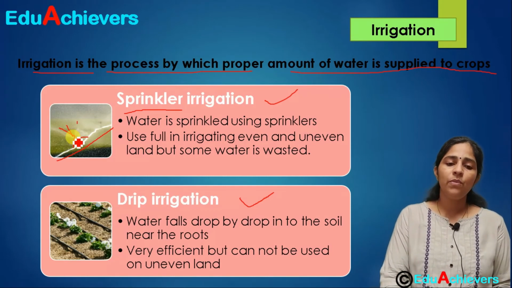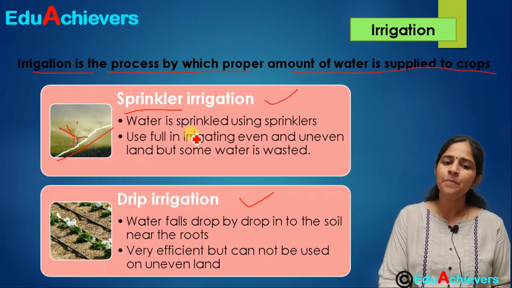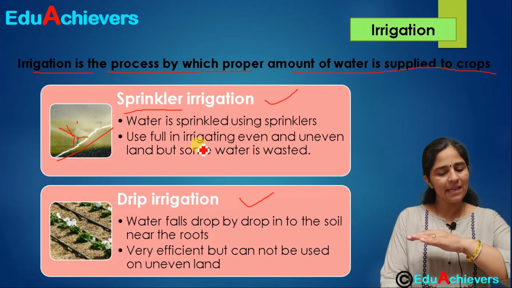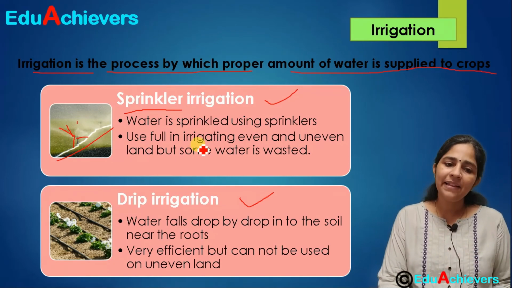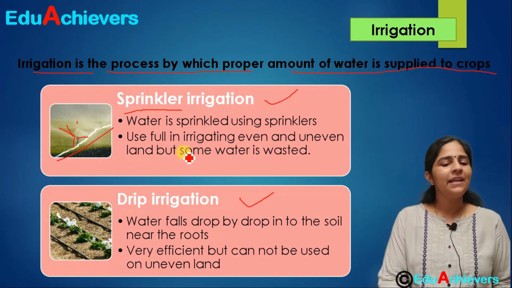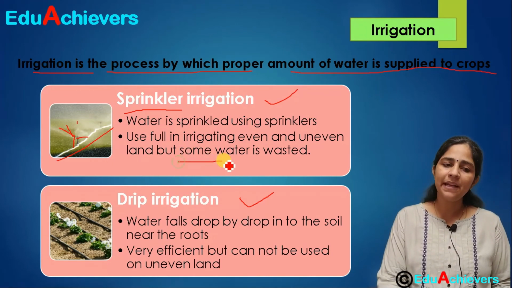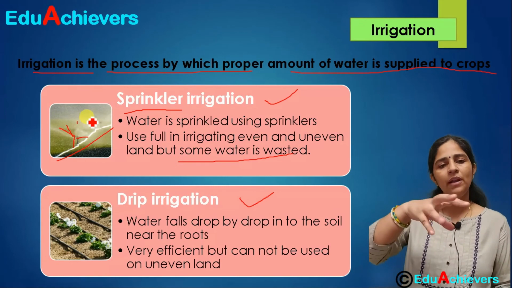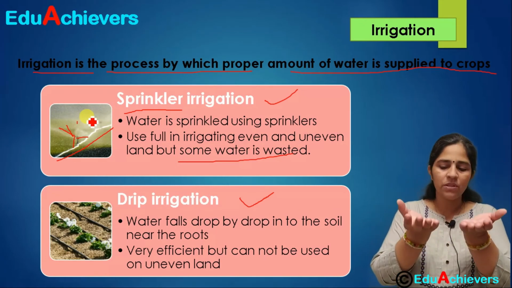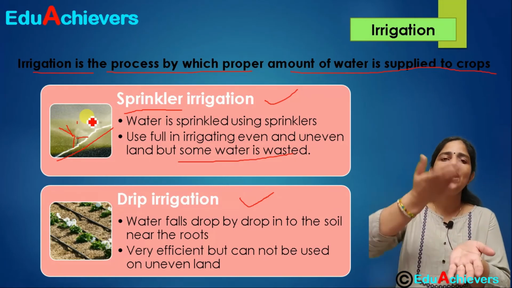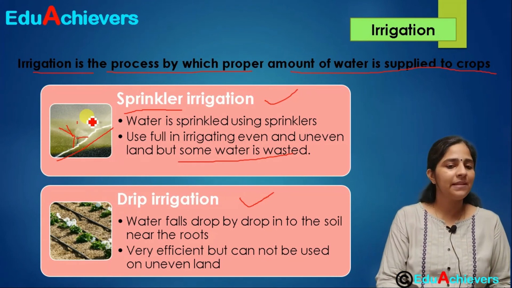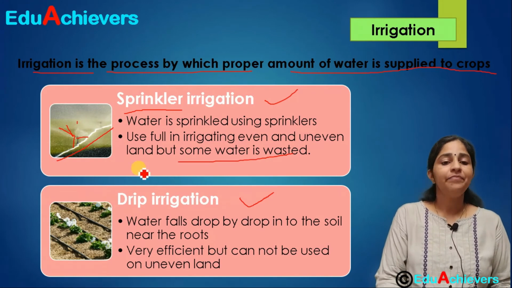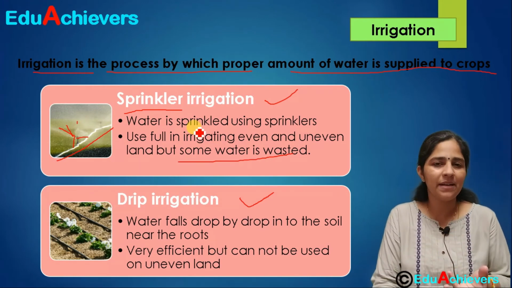Now what is the one thing here? This can be used on even land, correct, and uneven land also, but some water gets wasted here because when we are sprinkling, the water falls on the leaves also. The water which falls on the leaves will evaporate, correct. So that is one disadvantage with this technique, that some water gets wasted.